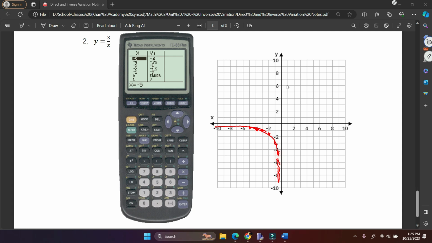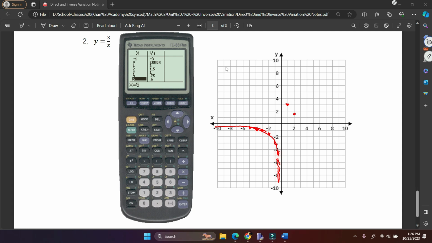All right, so now I'm going to go over to the positive side of the x-axis, and I'm going to plot 5 more points, starting with x equals 1. All right, so on the right side, we have 1, 3. So I'm going to go over 1 to the right and up 3, plot a point. My next point is located at 2, 1.5, so I'm going to go over 2 and then up 1.5.